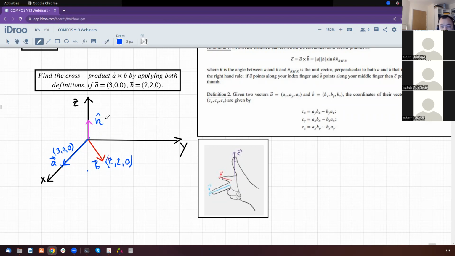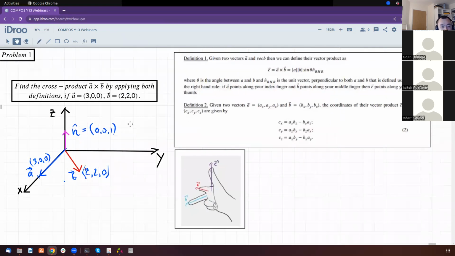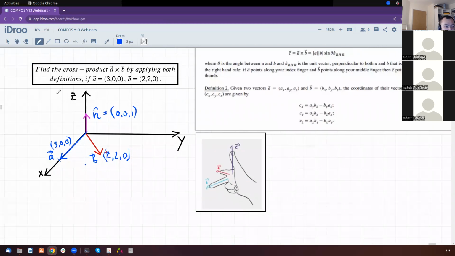And I can write down that vector n is 0, 0, 1, because it's a unit vector. So by definition, n is a unit vector. Cool. So now I use the definition. So the cross product, if I use my left hand, then the answer would be all the opposite. It would be down.